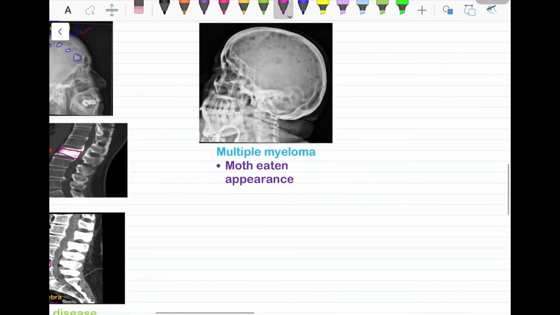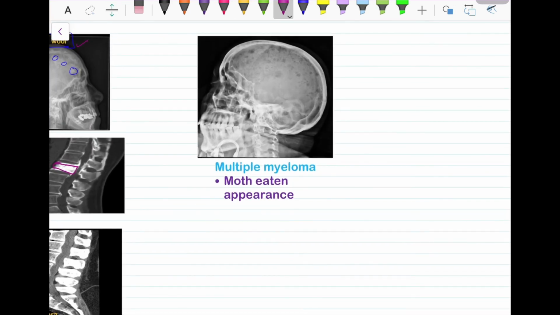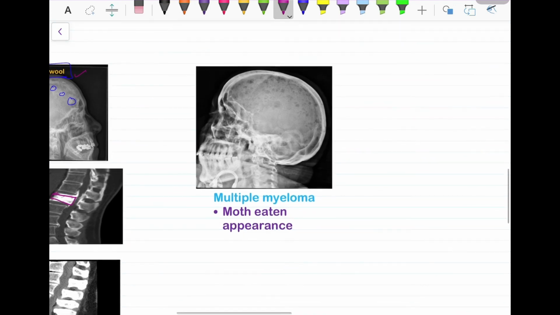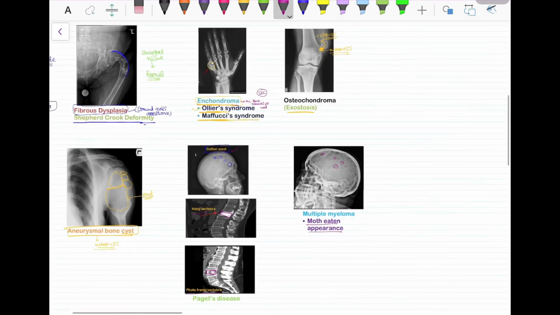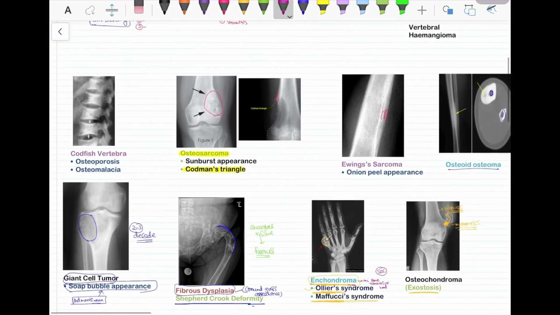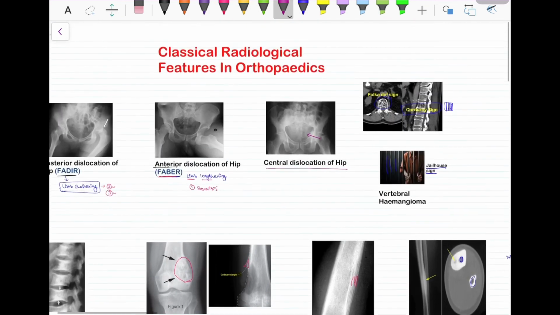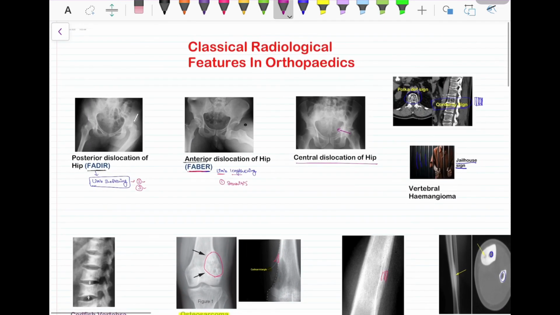Next is multiple myeloma. In multiple myeloma, there is typical appearance of these lytic lesions, that is called moth-eaten appearance. So these were some classical radiological features in orthopedics.